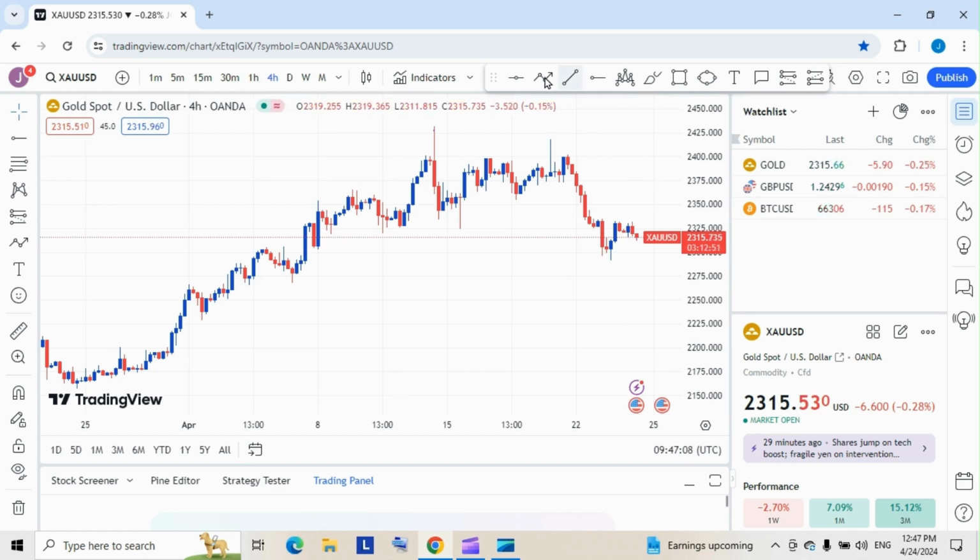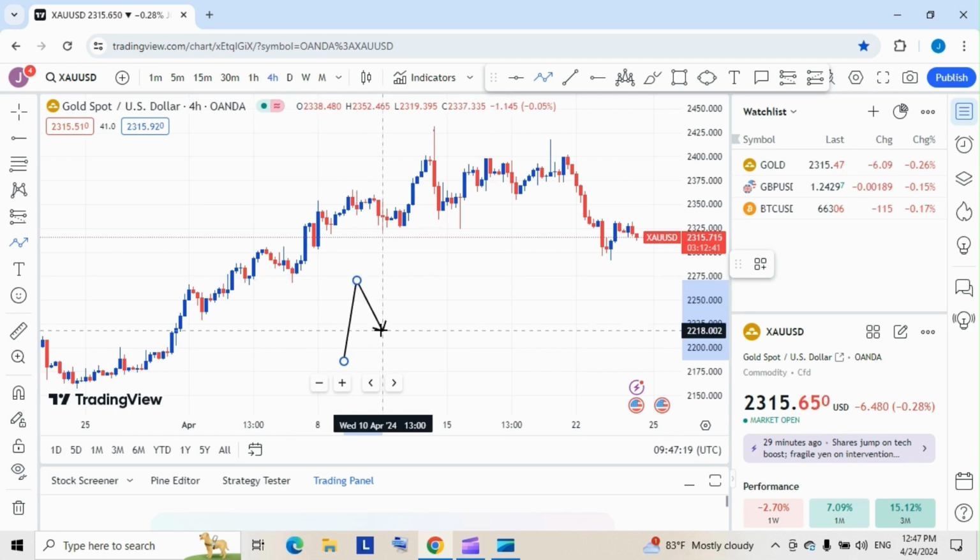For example, if the market is going up, you are going to see something like this. The buyers pushed the market up, the sellers came in and pushed the market down, then the buyers came in again and pushed the market right up like this. And what happened? The sellers came in again, they pushed the market like this, and then higher.